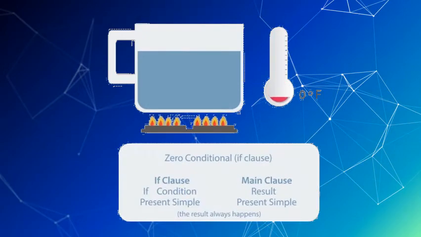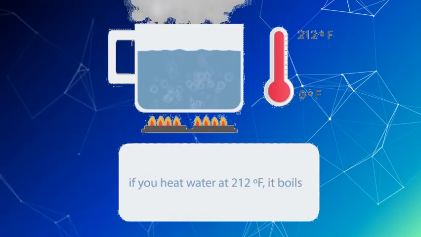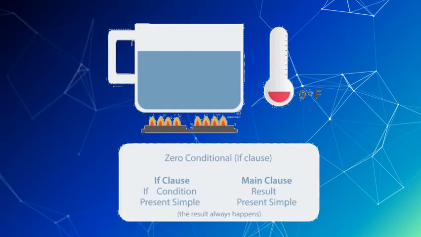One more time. If you heat water at 100 centigrade, I mean Celsius, like in Ecuador, what happens with the water? It boils. Okay, as you can see, the temperature is going up.